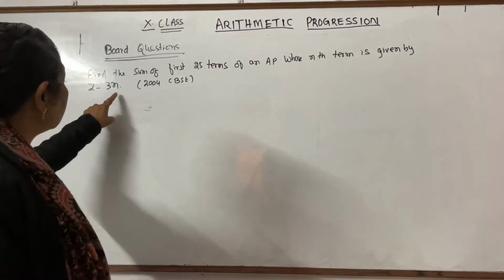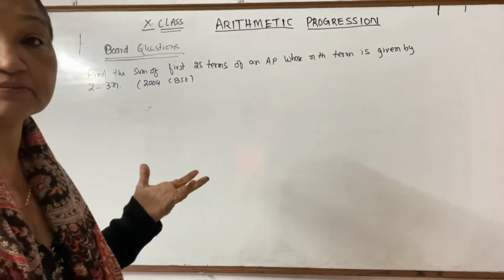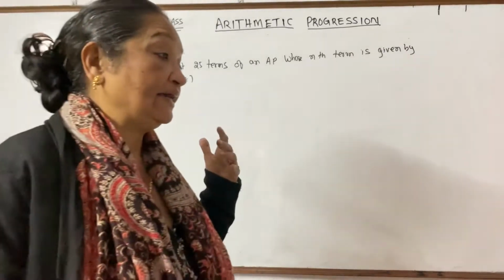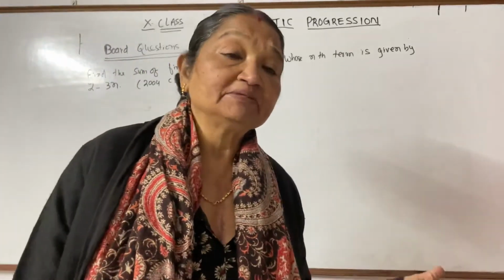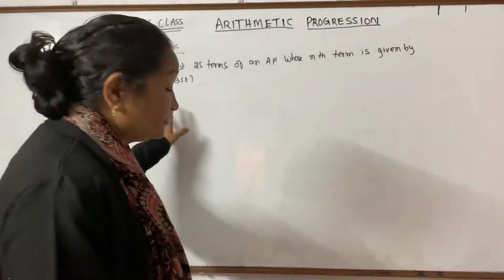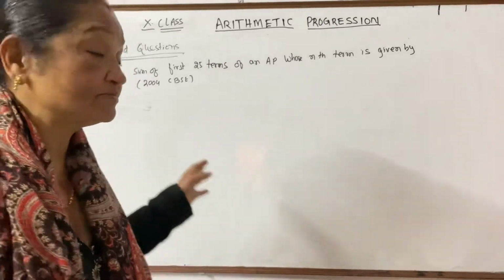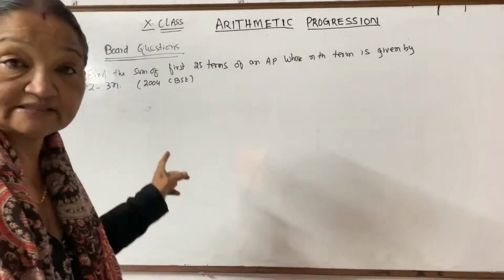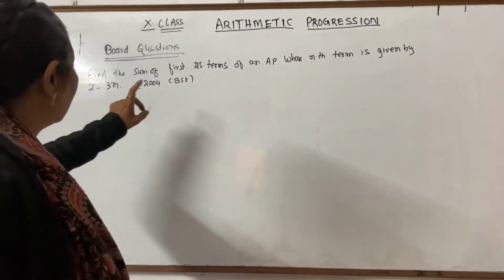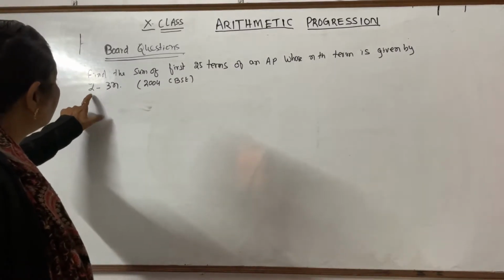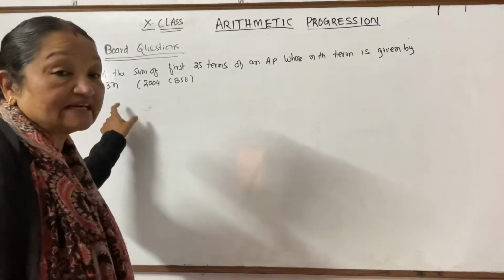The general term may be 3n minus 4 or 5n minus 7, like this type of sums will come. Always the general term he will give, and he will give the 25th term or 12th term or whatever may be the term. Sometimes he says the sum of n terms, and he will put the general term. But here he said whose nth term is given, this one. This nth term is given here.